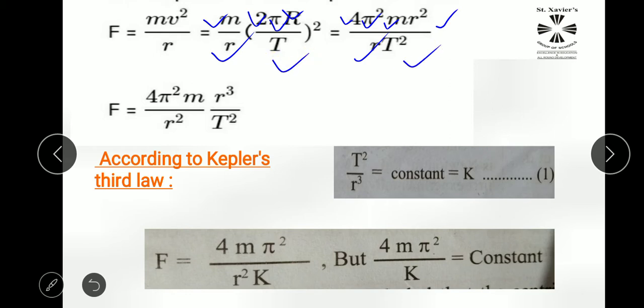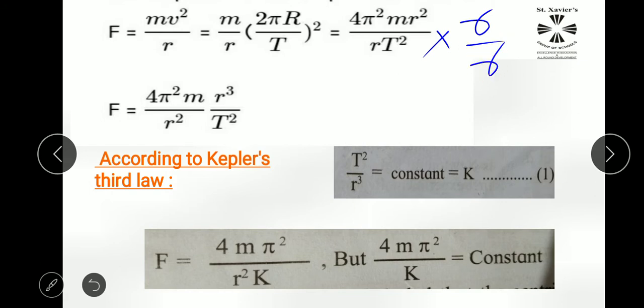So now we are having formula 4 pi square m r square upon r T square, students. Here, students, normally what we will do, we'll cancel this r with one r above, but here you will take care, you will not cancel this. Instead of that, you will multiply numerator and denominator both by r, and you will see what are the modifications here. I'll explain you why am I doing this.